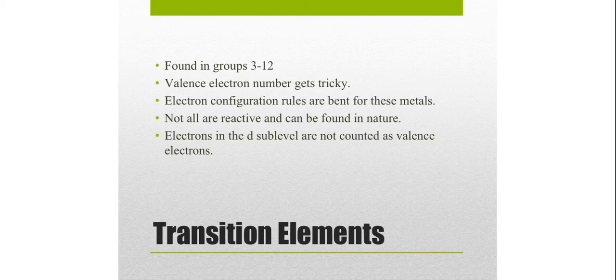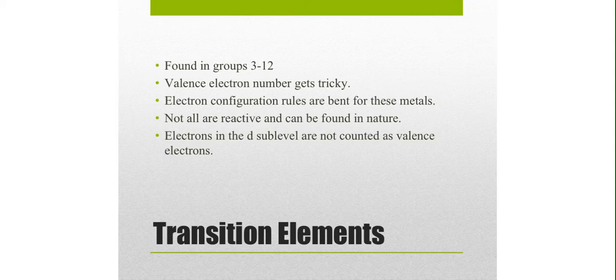So when we look at the transition metals, we really have to focus on a different way to determine their valence electron number. The electron configuration rules are bent for these metals. What I mean by that is, remember in the first slide I did mention that you'll see the configuration written a little bit differently, as in it'll be 3d8, 4s2, and it looks like 4s2 is filled after 3d8, and we know that 8 electrons does not fill our D block. So again, these things are different when it comes to the transition metals. Electrons in the d sublevel are not counted as valence electrons.